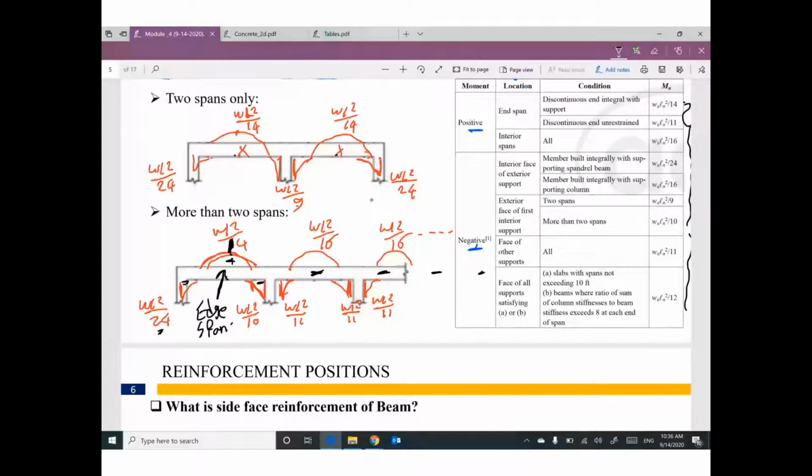If you are talking about positive moment, we have an expression for moment. If you are talking about negative moment, we have an expression for moment for two spans. For three spans, you need to figure out, are you talking about the first span or the next spans? If you are talking about the first span, are you talking about positive or negative moment? Any questions so far?